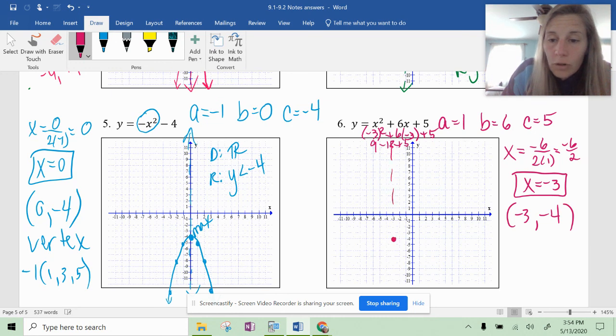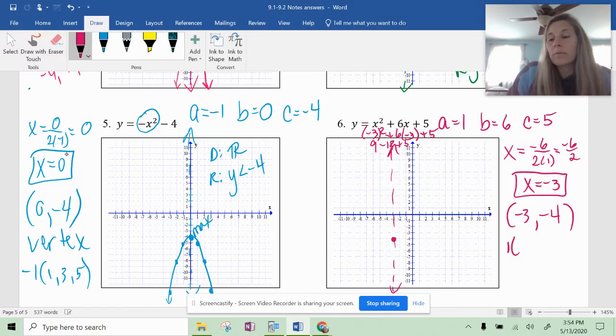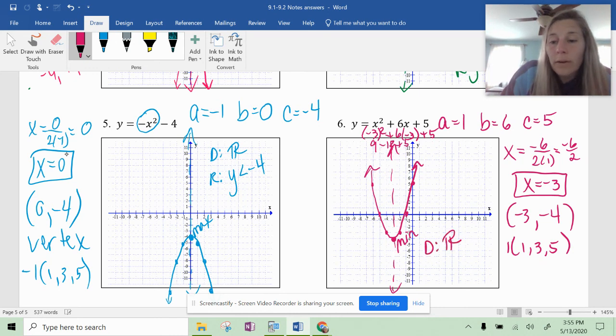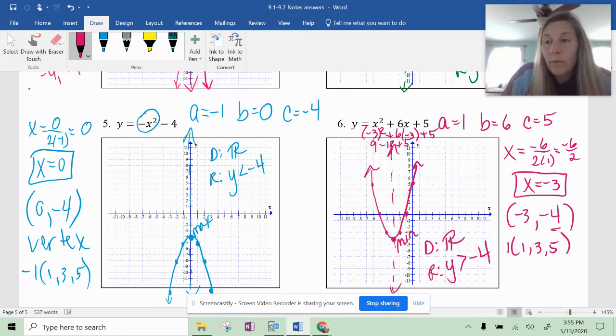My axis of symmetry is x equals -3. And then my graphing pattern is just 1 times 1, 3, 5. So up 1 over 1, up 3 over 1, up 5 over 1. Same thing on the other side of the axis of symmetry. And there is our parabola. Again, it's a minimum. The domain is all real numbers, and the range is y is greater than, since it's opening up, that y value of -4.